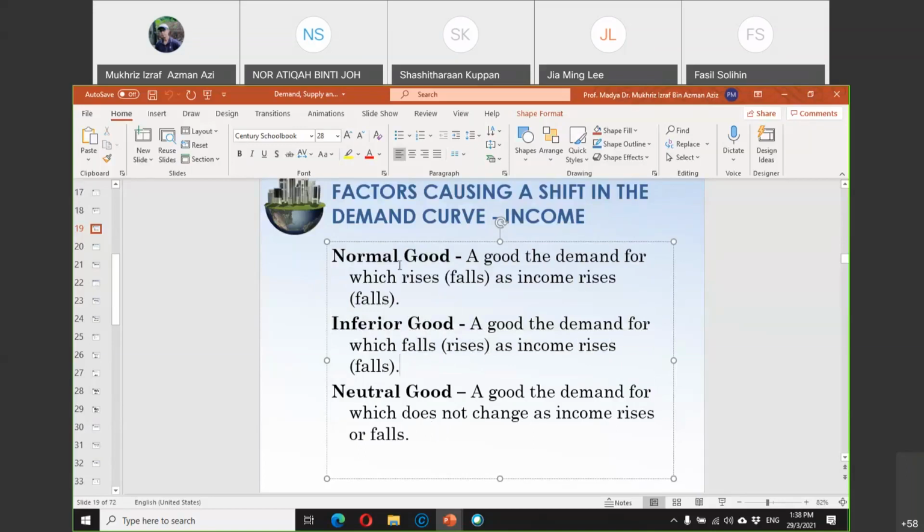A normal good is one where, when your income increases, you will buy more. This is very common. For example, if you get a bonus from your employer, or the government gives you a bonus, or any subsidy or bantuan, BRIM or BSH, whatever money, or somebody gives you a present, meaning you have extra income, extra money in your wallet. For normal goods, whenever you have an increase in income, the demand for that good will also increase. Inferior goods means goods that are low in quality, low in grade.